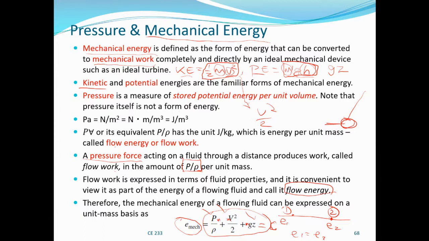We are going to explain the limitations of the Bernoulli equation, but here I'd like to summarize it. This is the summary of the Bernoulli equation: the mechanical energy of a flowing fluid along a given streamline is conserved, is the same. Energy conservation says that energy is neither created nor destroyed, but can be transferred from one form to another. So as the fluid is flowing, there is transfer of energy.